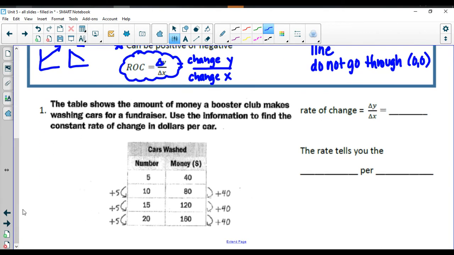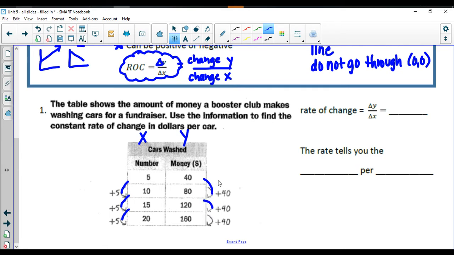We're going to get started with number 1. The table shows the amount of money a booster club makes washing cars for a fundraiser. Use the information to find the constant rate of change in dollars per car. Keeping in mind when we look at a table, on the left side is your X and the right side is your Y. When I go from 5 to 10, they put in a plus 5 for us. 10 to 15, we added another 5, and 15 to 20, we added another 5. It looks like all these X values are going up by 5s. When we look at the Y values, it looks like they're going up by 40s.